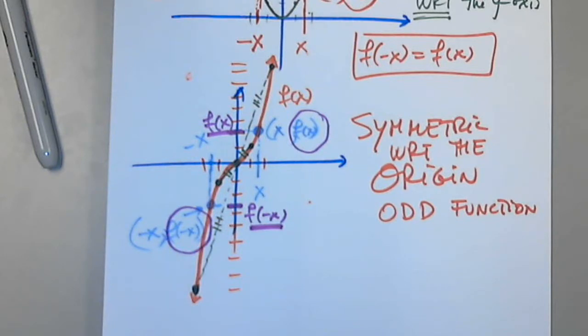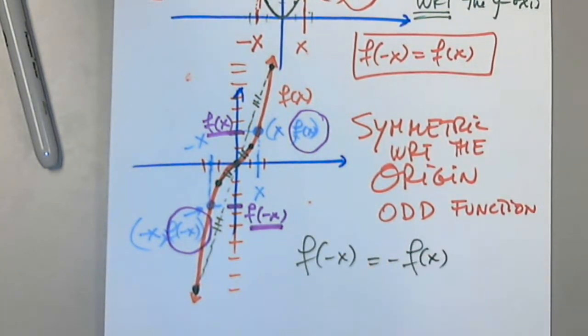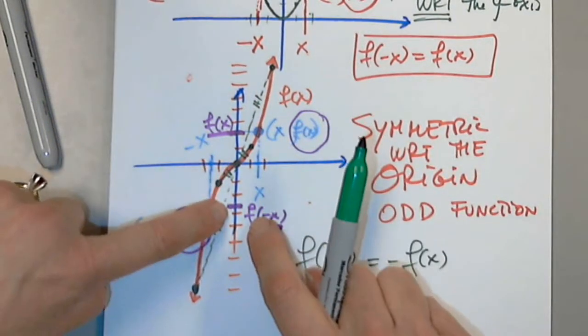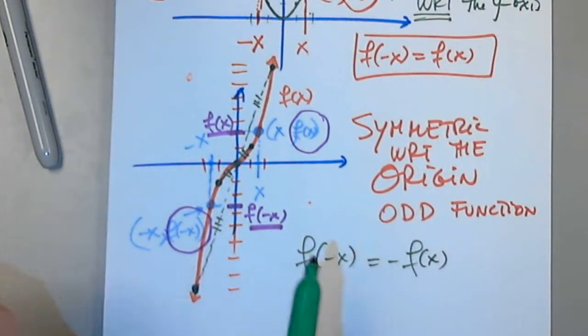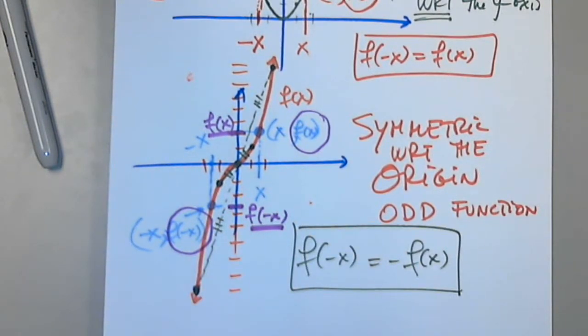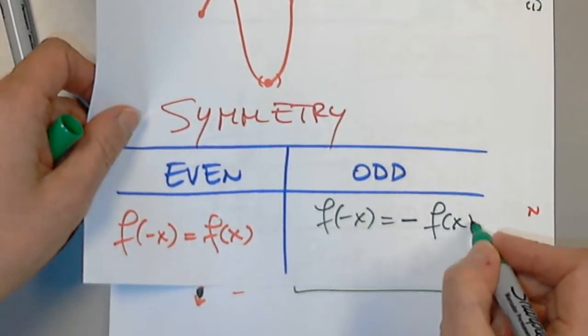Obviously, they cannot be equal. Negative f of x. Wonderful. f of negative x equals negative f of x. Obviously, they are opposites of each other. If this is 5, this will be negative 5. So f of negative x is the opposite of f of x. And this is the relationship for an odd function. If a function fulfills this condition, it's odd. Its graph will be symmetric like this one with respect to the origin.